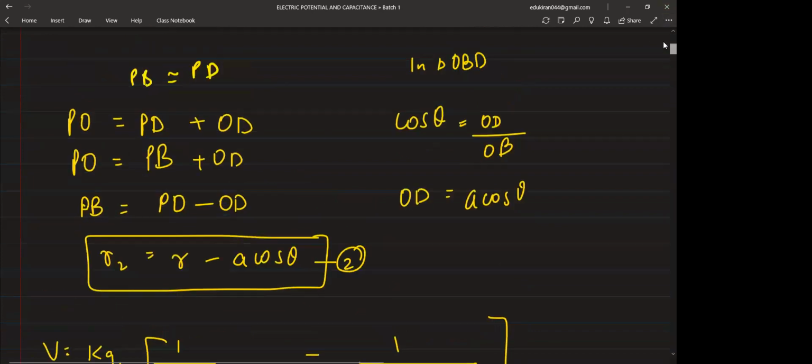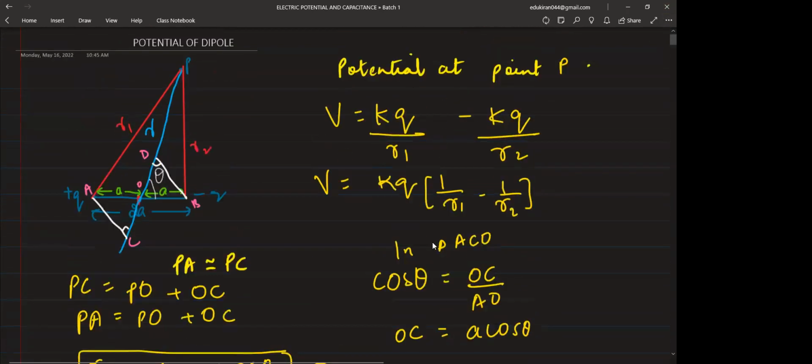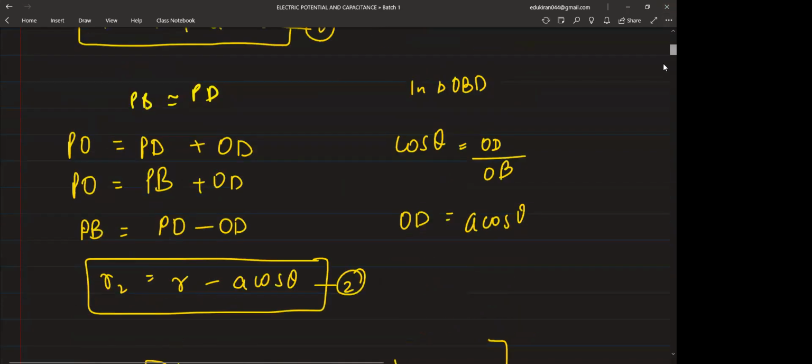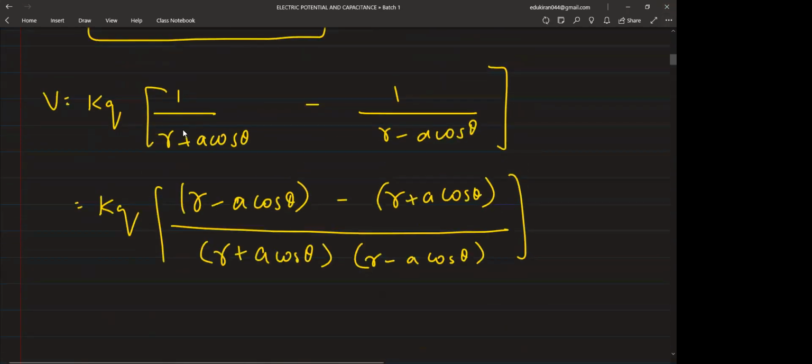Now we have the R1 value and the R2 value. R1's value can be put here, and R2's value can be put in this main equation. This is our main equation. So how would it look? This will be 1 by R1 minus 1 by R2. So this is KQ, 1 by R plus A cos theta minus 1 by R minus A cos theta.